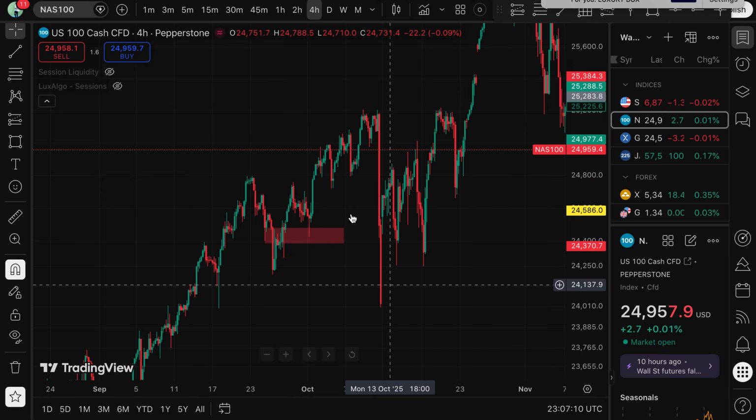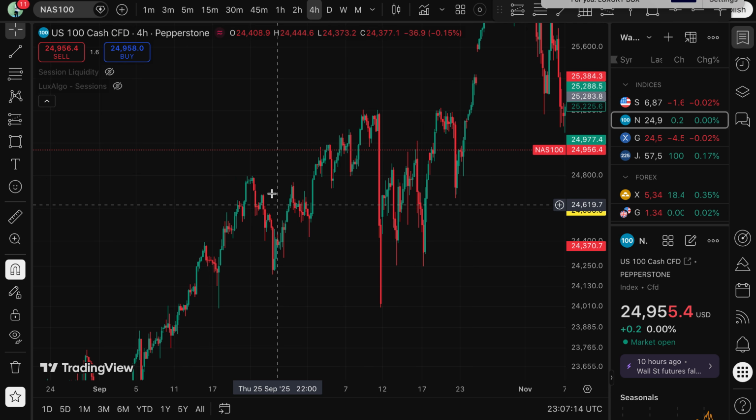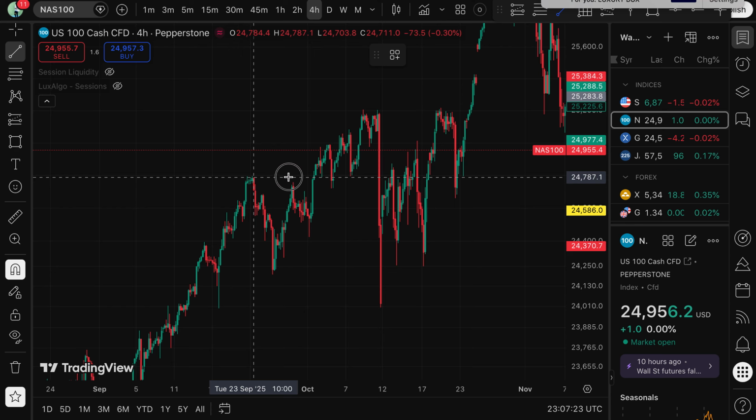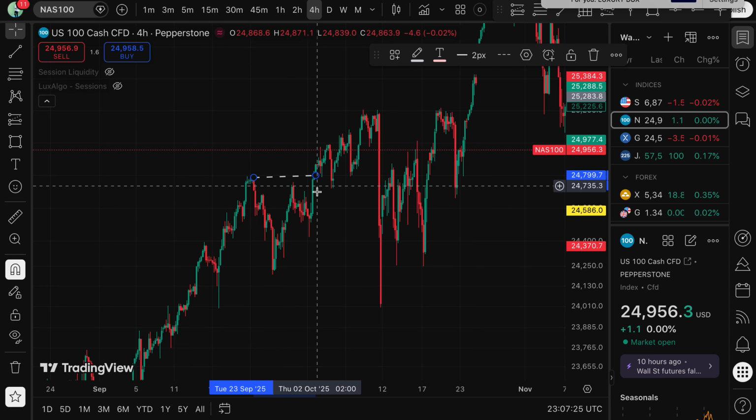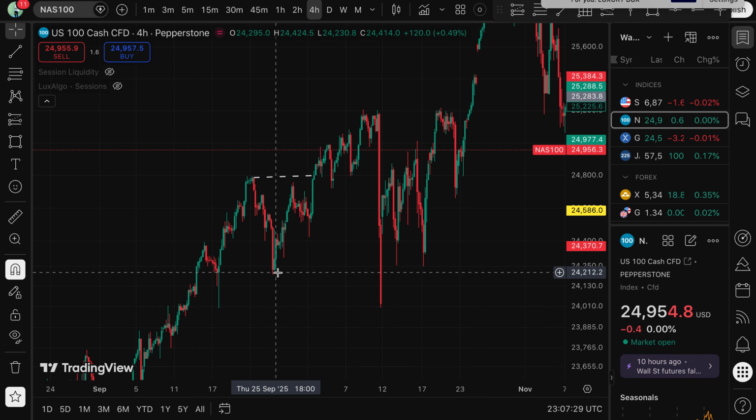Let me remove these two. Immediately it took out this level here. It has broke this external range structure. This is the break of structure, the external range break of structure here. It broke this external range structure here, break of structure. Now it came down, it swept this level.